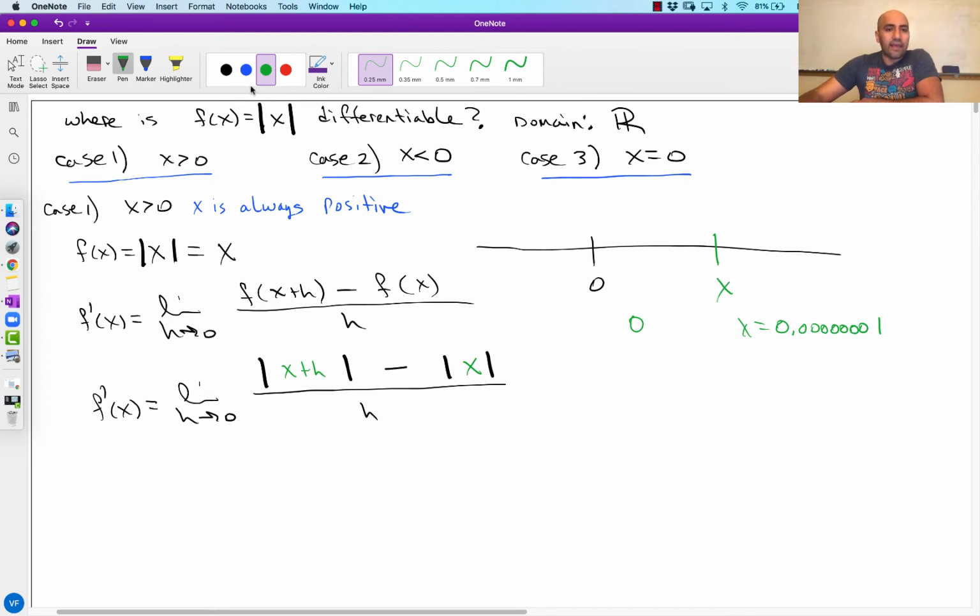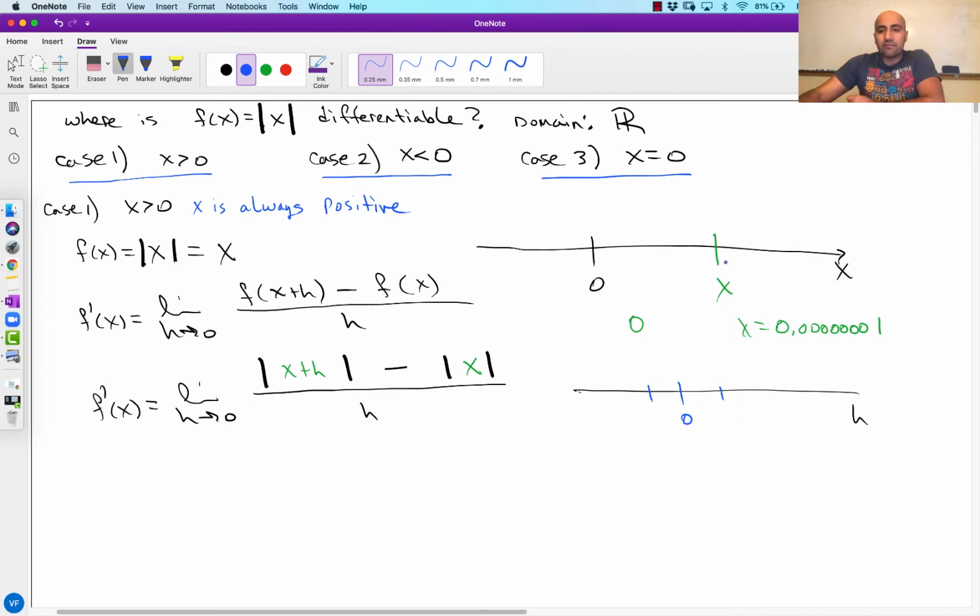On the other hand, h is approaching 0. If I'm going to go x plus h, this is the x number line. Now let me think about the h number line. h is approaching 0, so here is 0. Now h can go from either direction, a very, very small negative, or a very, very small positive number.